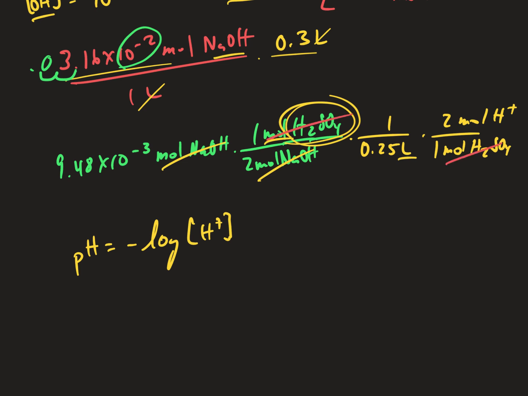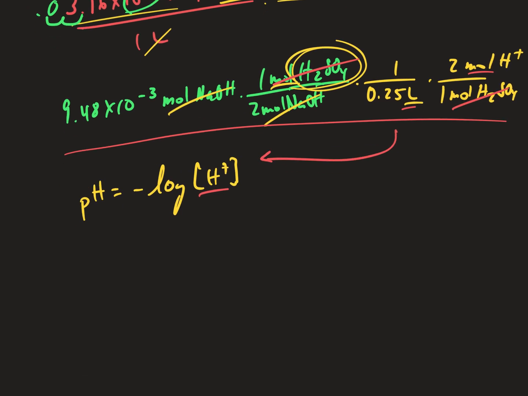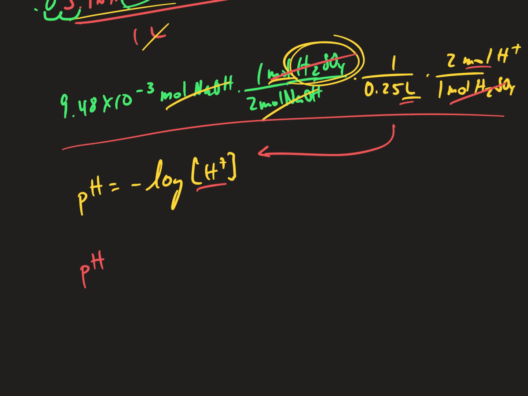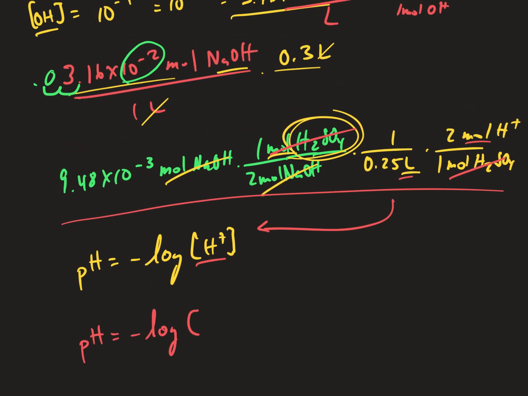So that goes away, and now we have moles per liter, or molarity, or concentration of H plus, and that's what we need. Now we can find the answer to this and plug it in here. So somebody calculate that. Tell me what it is. It's the same as moles of NaOH. Because we took the molar concentration of NaOH, and it was a 1 to 2 ratio, so we divided.